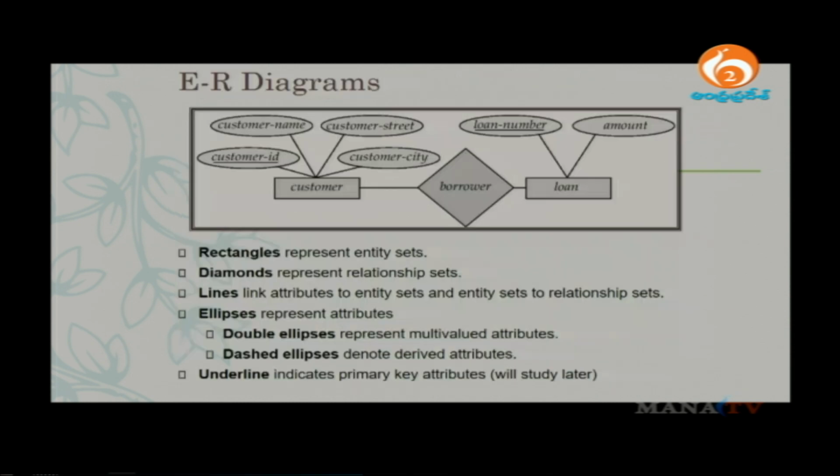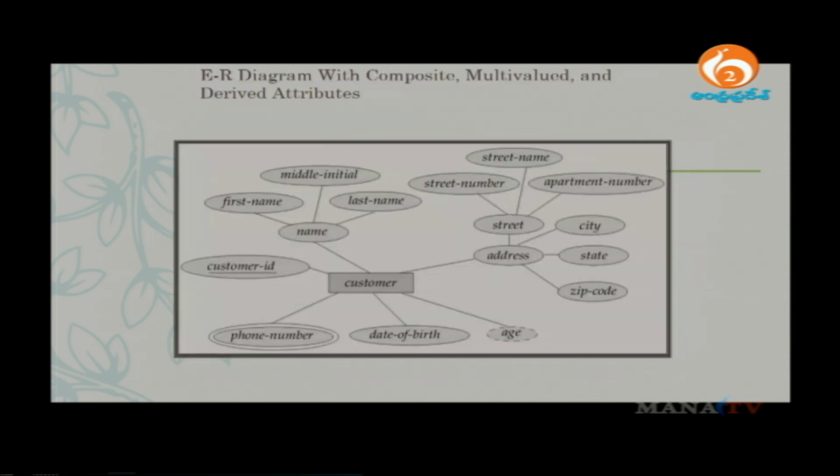In the previous slide I was talking about something represented with a double ellipse, that represents a multi-valued attribute, and something represented with dashes is called a derived attribute. If you look at this particular diagram, you will understand easily. Customer is an entity which has different attributes. Let me talk about what an attribute is first. Name is one attribute, and customer ID is a primary key attribute because it has been represented with an underscore sign.